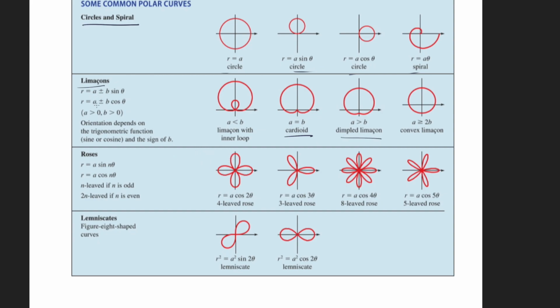And these are usually a plus or minus cosine or sine of theta. So we'll look at some of these. We have roses, we looked at some of these, and so here we have a 4-leaf rose, here we have a 3-leaf rose. So it's n-leafed if n is odd, it is 2n-leaf if n is even. We kind of showed this before.